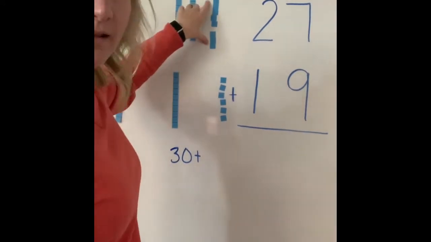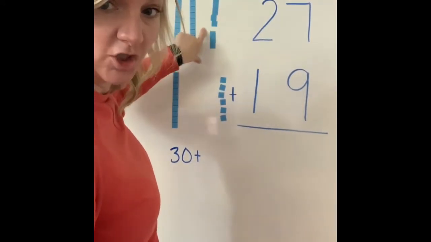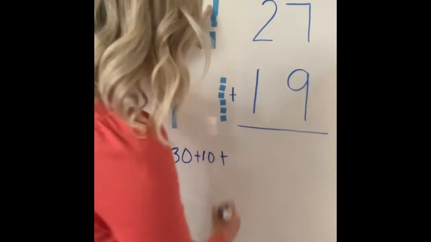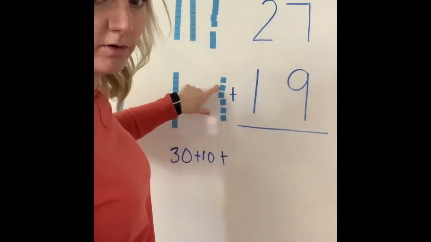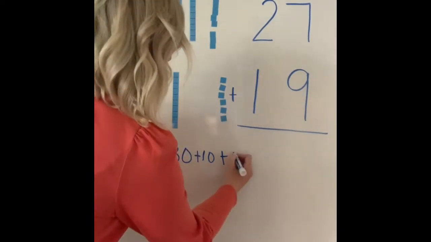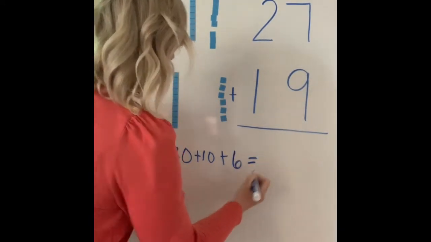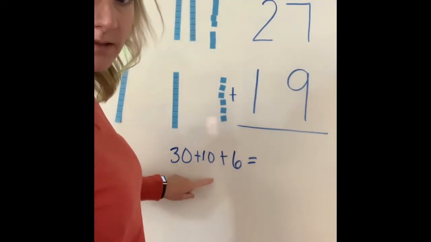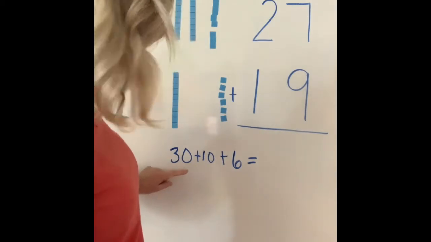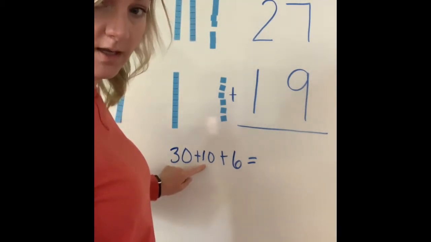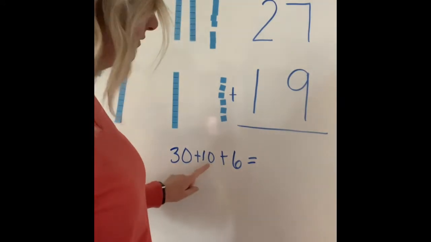Plus this 10 that we already made, plus whatever ones we have left over. 1, 2, 3, 4, 5, 6 ones left over. So we should be able to add this pretty easily because we know how to count by tens really well. So I can count from 30 plus 10 more is 40 and 6 more, 46.